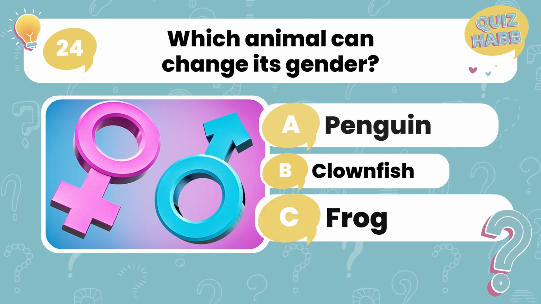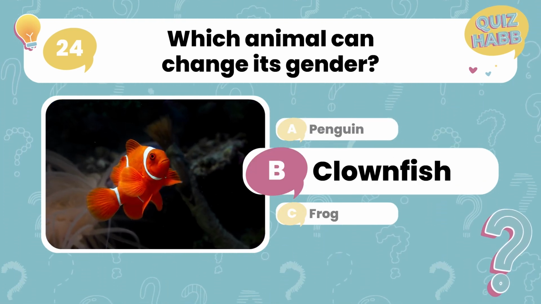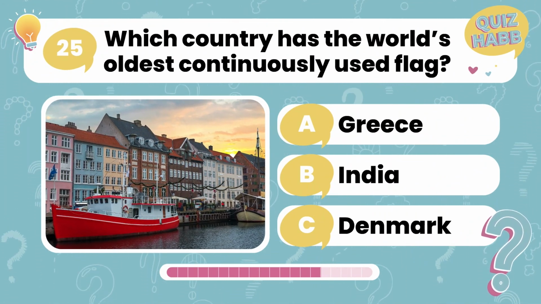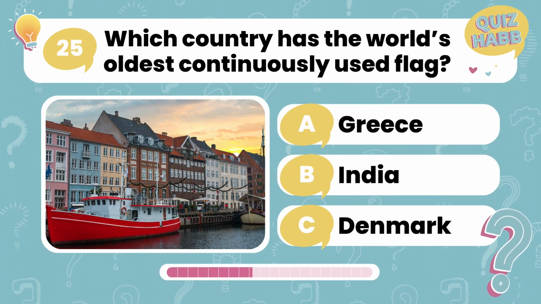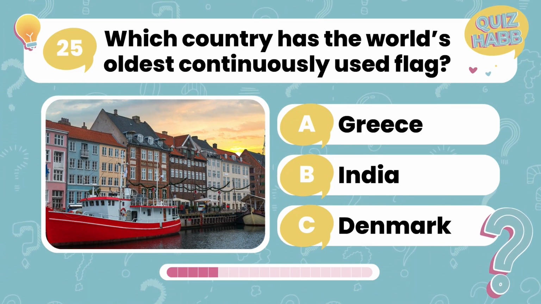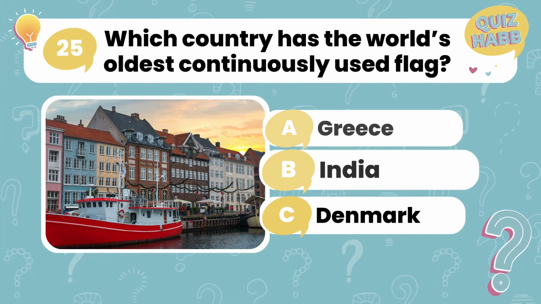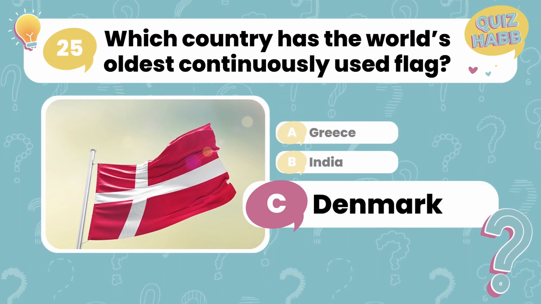Correct answer. Clownfish. All are born male and can turn into female if needed. Which country has the world's oldest continuously used flag? A. Greece. B. India. C. Denmark. Correct answer. Denmark. Its flag has been used since 1219.